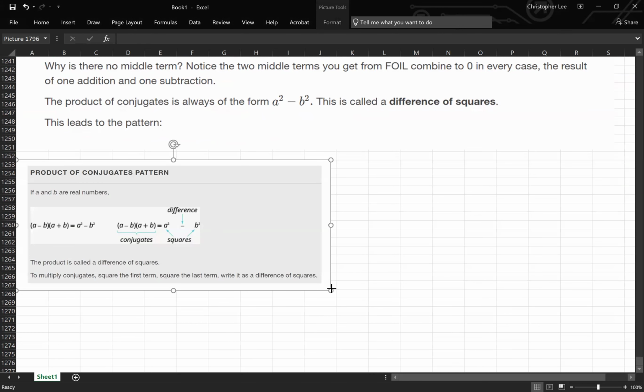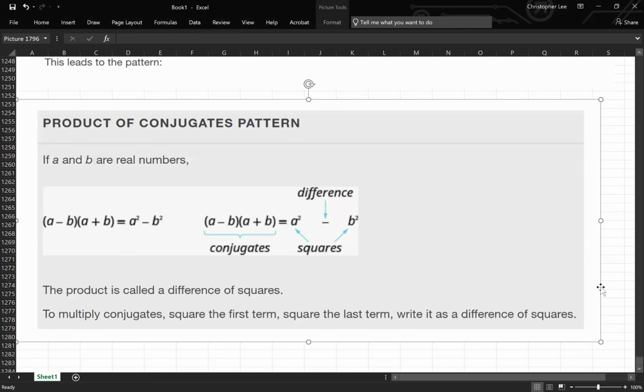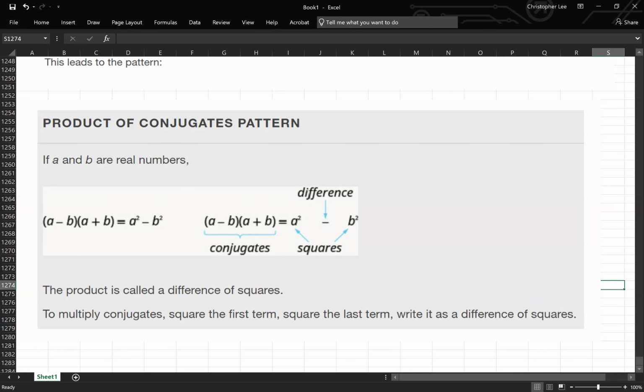The product of conjugate pairs, right? So if A and B are real numbers, then A minus B times A plus B is going to be equal to A squared minus B squared, right? A squared, difference means minus, and then B squared. So this is the difference of squares. That's what this is called. To multiply conjugates, square the first term, square the last term, and write it as the difference of squares. Difference just means minus, by the way. All right.